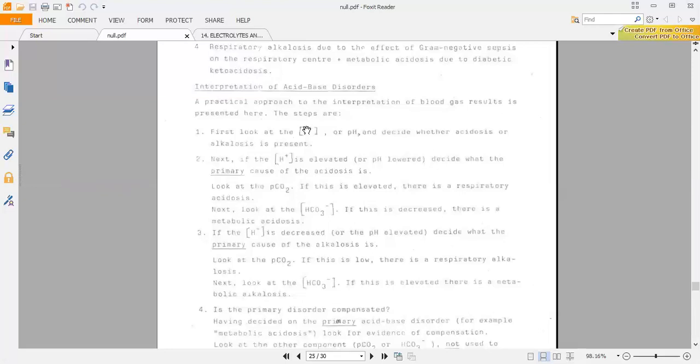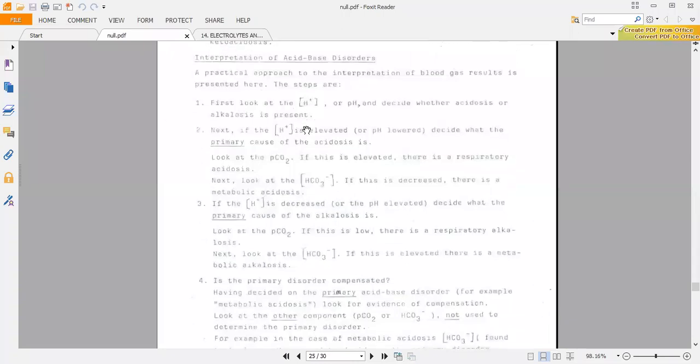If they give you anything that has to do with the lungs, then it's a respiratory cause. For example, if they say someone has been smoking, or someone has tuberculosis, or the respiratory system is overstimulated, all those point to a respiratory disorder. Aside from that, someone who is having diarrhea, someone who is vomiting, someone who has diabetic ketoacidosis, lactic acidosis, all those are metabolic causes. So that's the first thing you do.